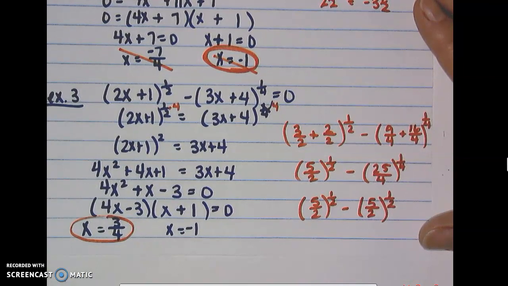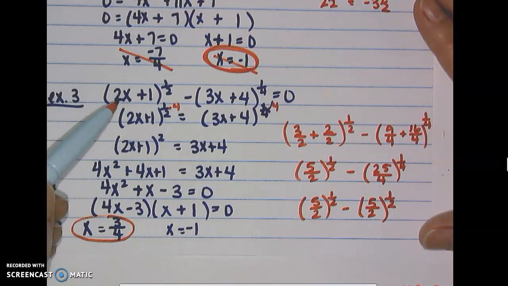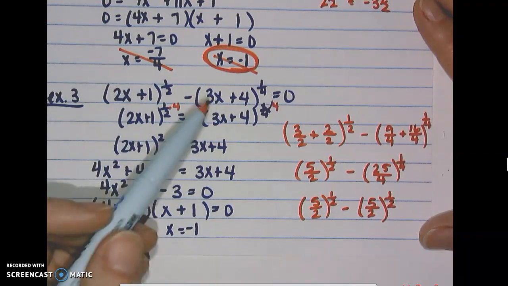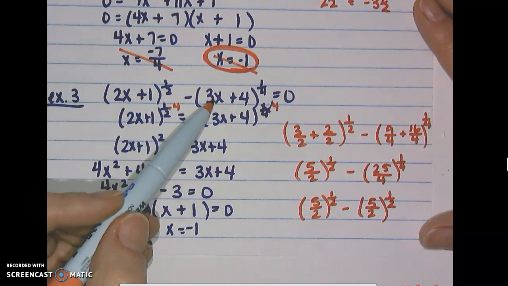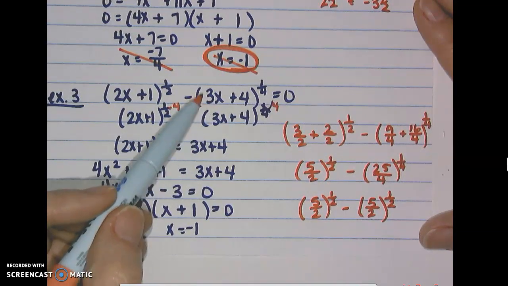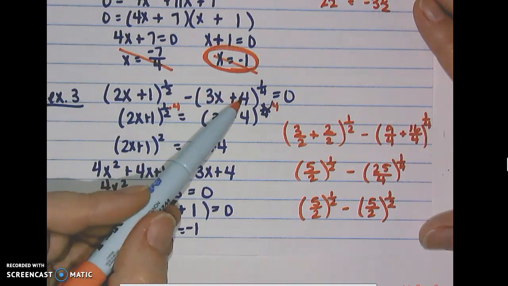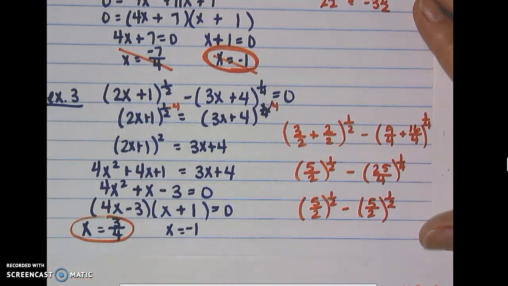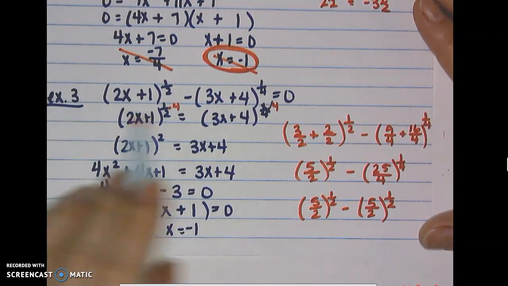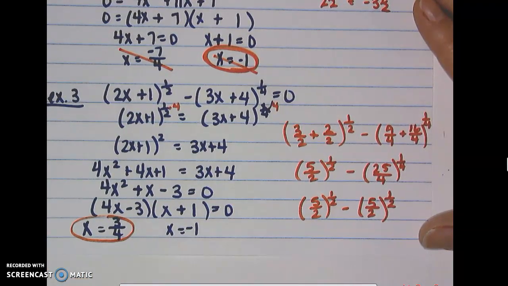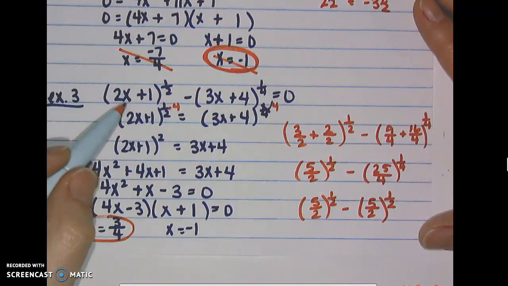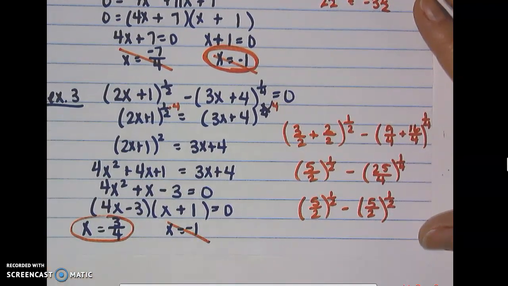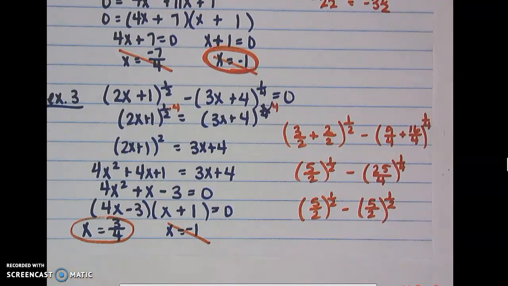If you plug negative 1 in, 2 times negative 1 is negative 2 plus 1 is negative 1 to the 1/2 power. So we've got that going on. 3 times negative 1 is negative 3, plus 4 is 1, and that's to the 1/4 power. So when you subtract those two things, that would not equal the same thing because we can't take the square root of the negative number over here. So x equals negative 1 is not an answer.